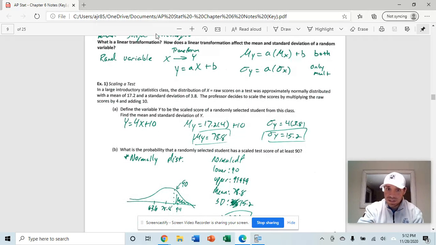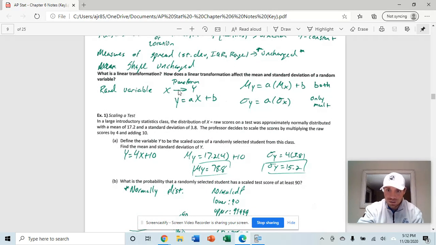We'll go through an example related to a linear transformation and what a linear transformation is in class. Okay, a linear transformation just means that you're transforming by both some type of multiplication and addition.